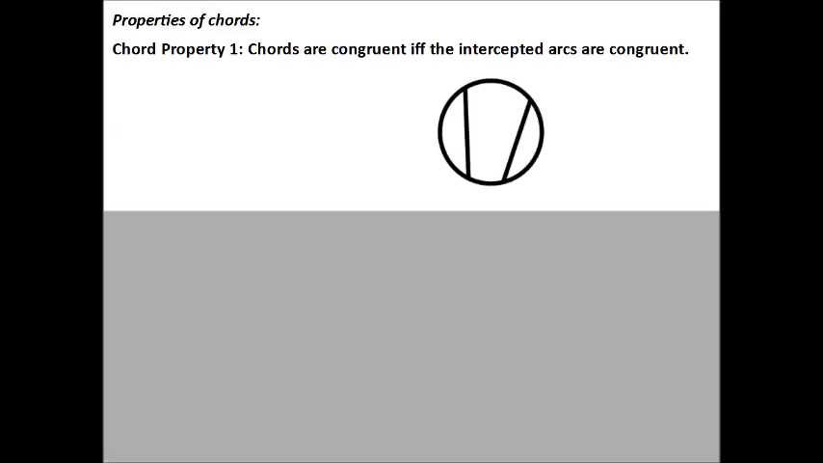Now let's talk about properties of chords. Chord property number 1 says chords are congruent if and only if the intercepted arcs are congruent. So if we have two chords here, and if these chords intercept an arc of the circle each, then if the arcs are congruent, then the chords are congruent.